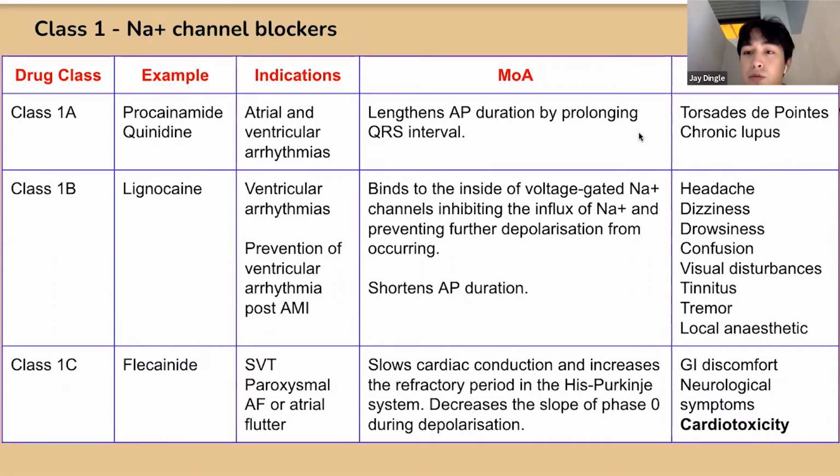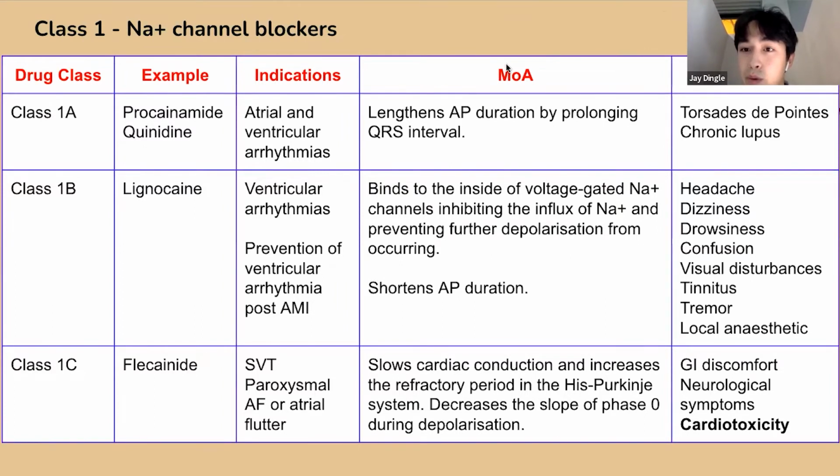With our adverse effects, some key buzzwords for you guys are chronic lupus and torsades de pointes for class 1A. A further description of that can be found in these slide notes. For 1B, we've got a bunch of neurological side effects, with the key one here being there's a local anesthetic effect.